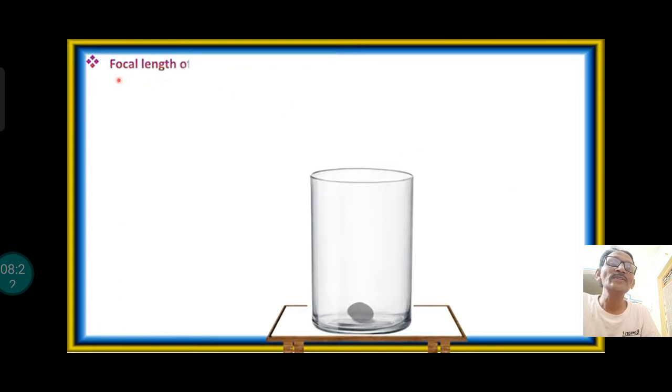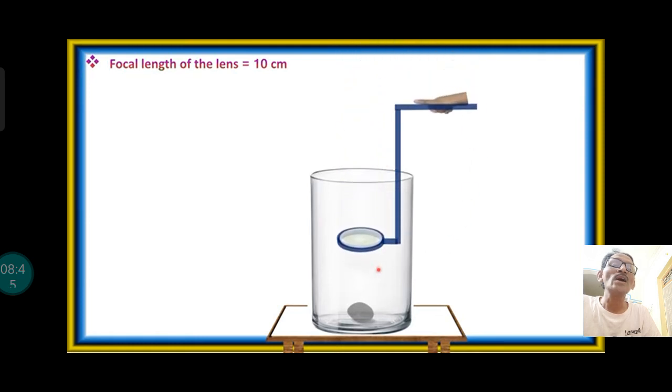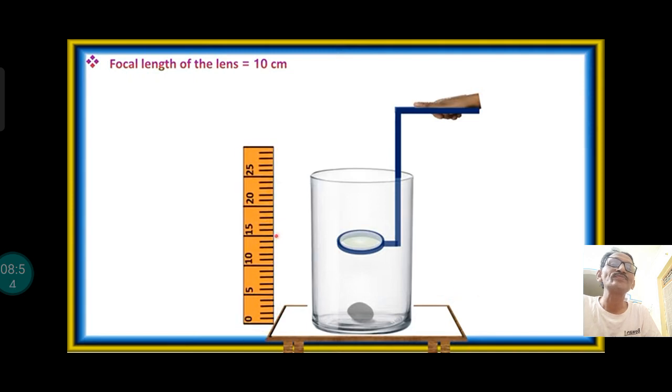Now, see the experiment. The focal length of the lens in air is 10 cm. Put the black stone at the bottom of the beaker and insert the lens holder horizontally at a distance of 10 cm or less than 10 cm. You can see on the scale the distance between the lens holder and the stone. The distance between the stone and the lens is 15 cm. If you place it at a distance of 15 cm, we can't see the image of the stone. When it is less than 10 cm, we can see the image of the stone.